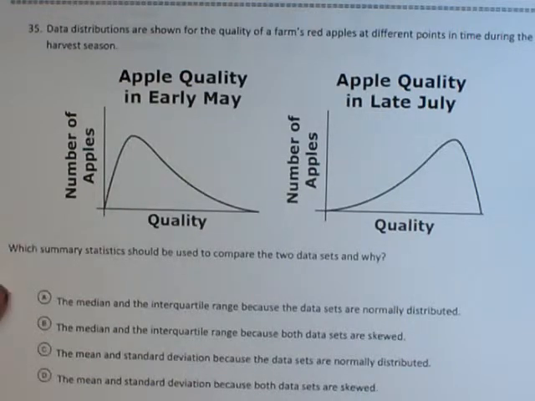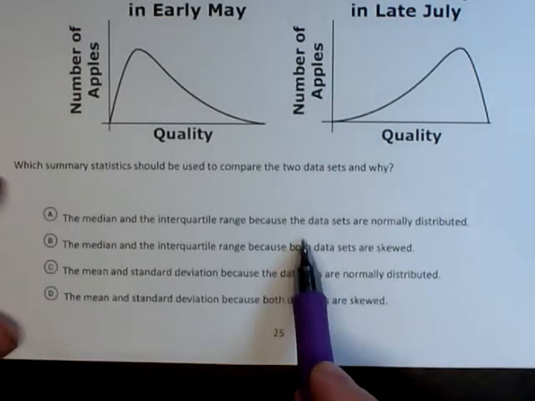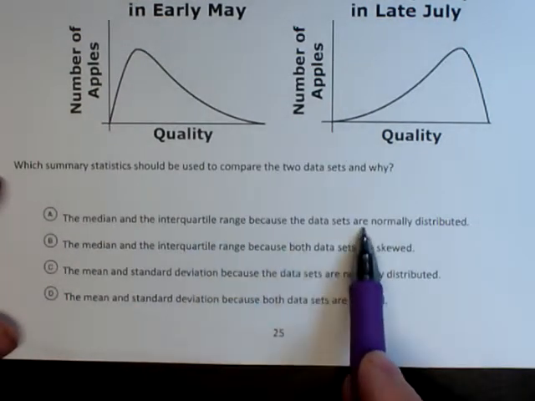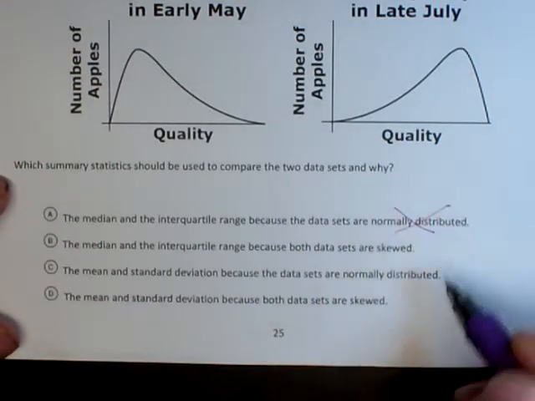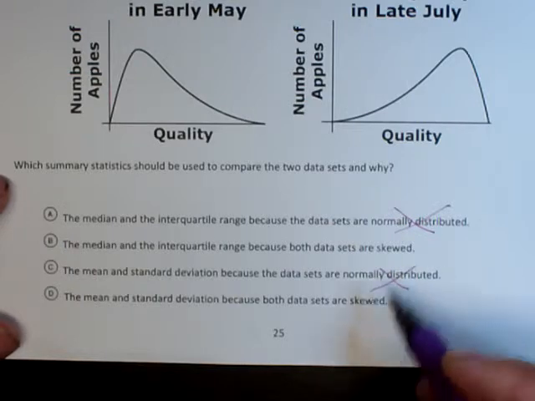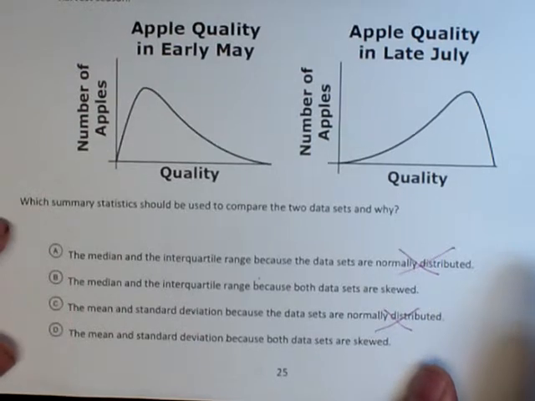So if you read these statements, we can automatically just eliminate a couple of these because A says that the data sets are normally distributed. They're not, they're skewed. And so does C. So we know it's between B and D. And here's the deal with skewed data sets.